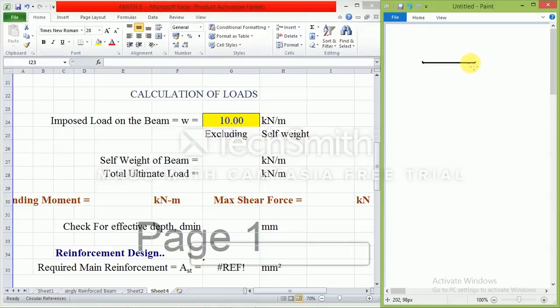Fine, see here, I'm drawing a beam. These are the two supports. According to the question, it carries an imposed load, that is a UDL, not a point load. In the question they have given a uniformly distributed load, that is 10 kilonewton per meter. So this is the imposed load.